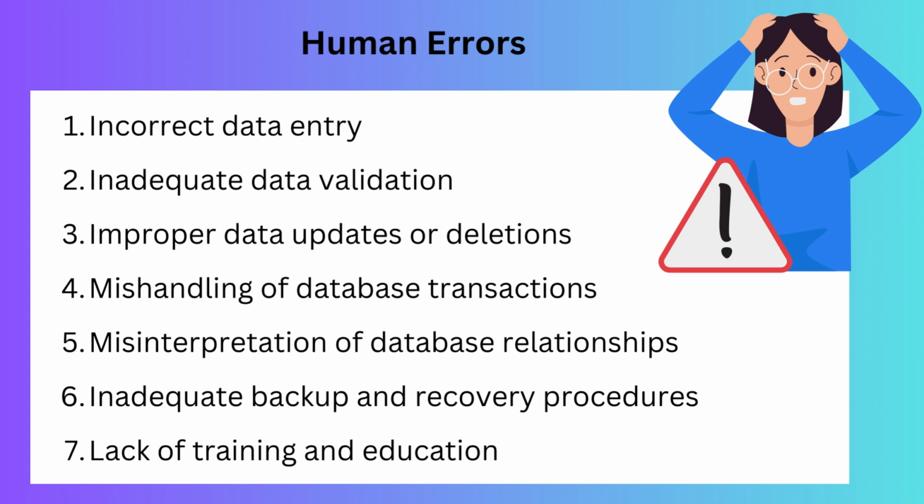Improper data updates or deletions. Human operators can inadvertently update or delete the wrong record or apply incorrect modifications to the database. So this can result in data inconsistencies, loss of critical information, or incorrect data relationships that affect the logical integrity.